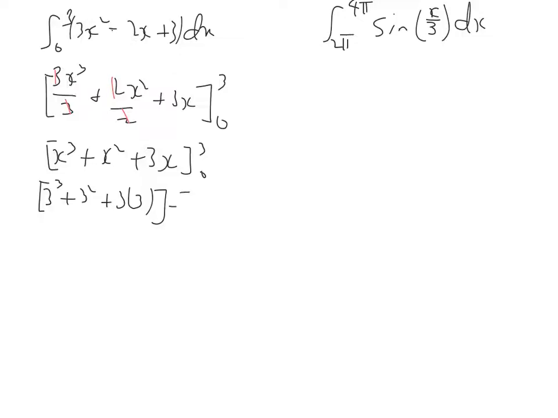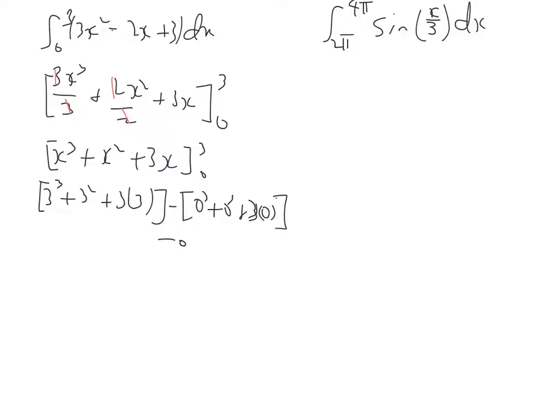And we're going to subtract, and we're going to substitute 0 into there. So we'll have 0 cubed plus 0 squared plus 3 times 0. That's a 3, let's fix that up. Okay, now we've got 0 cubed, 0 and 0, so we're going to be left with minus 0.